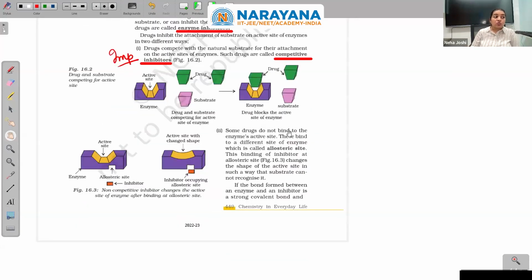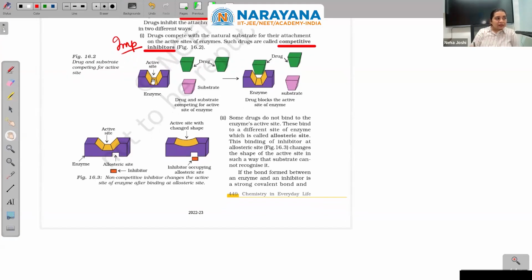Second, some drugs do not bind to the enzyme's active site. These bind to a different site of the enzyme. Competitive inhibitors directly block the active site, but some do not block the active site. They get attached somewhere else. And there, when they attach, the entire shape of that active site changes. These bind to a different site of the enzyme, which is called the allosteric site. What is it called? Allosteric site.